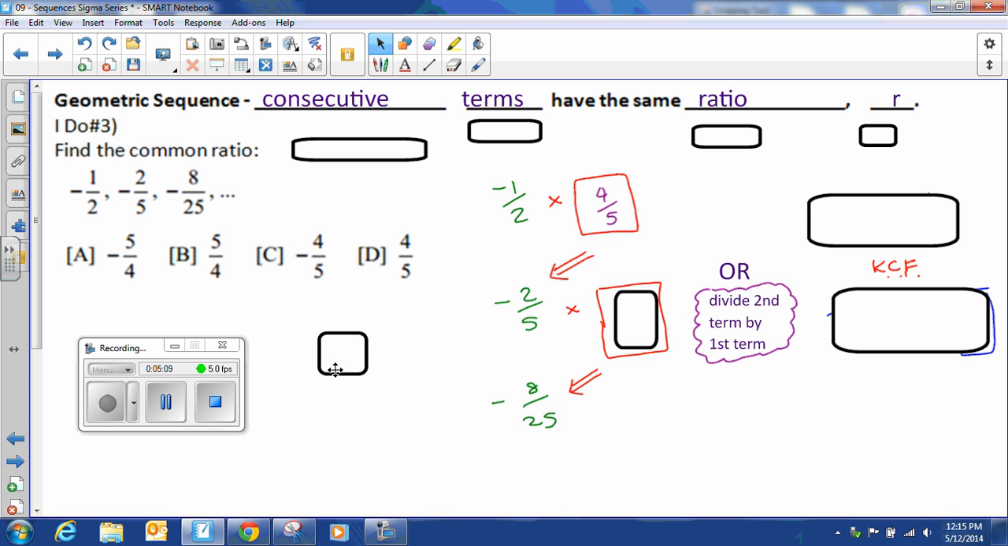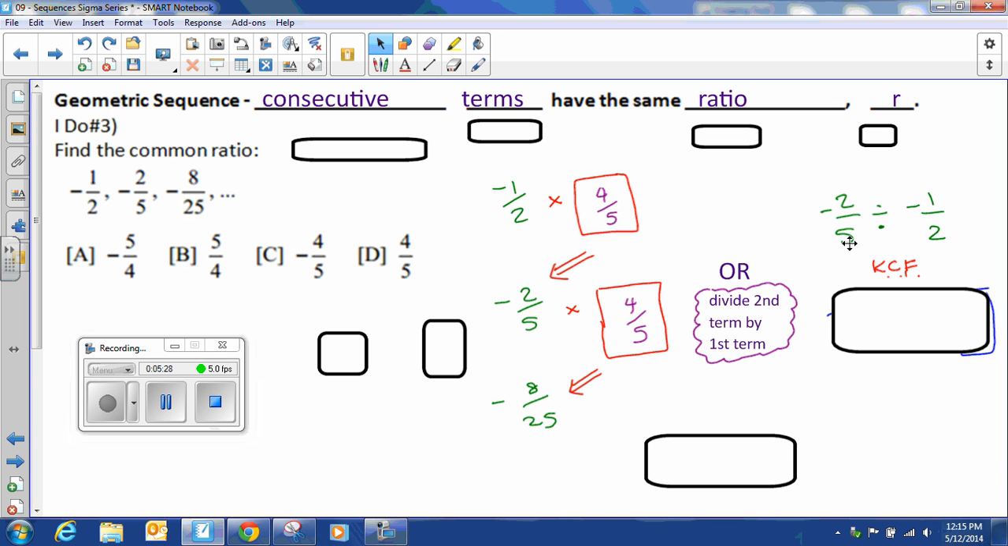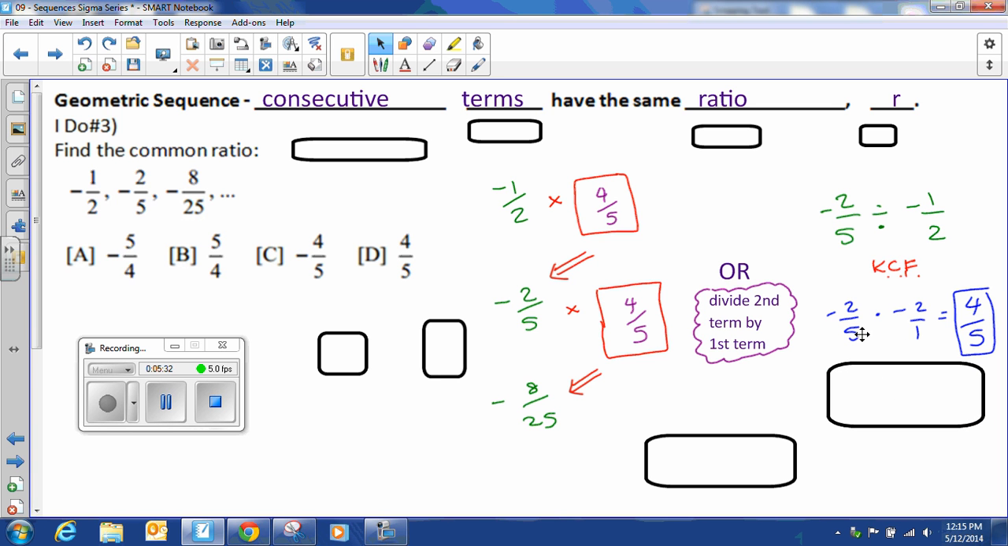Well, we're multiplying negative 1/2 times 4/5 to get negative 2/5. And negative 2/5 times 4/5 again to get us negative 8/25. The other way we could have done this is by dividing the second term by the first term. Negative 2/5 divided by negative 1/2, keep change, flip. Negative 2/5 times negative 2/1 equals 4/5. So here's your common ratio, 4/5.